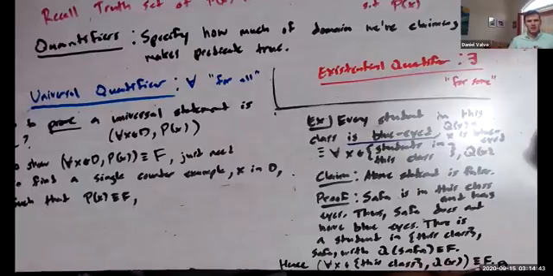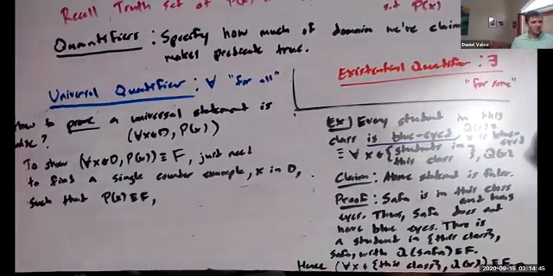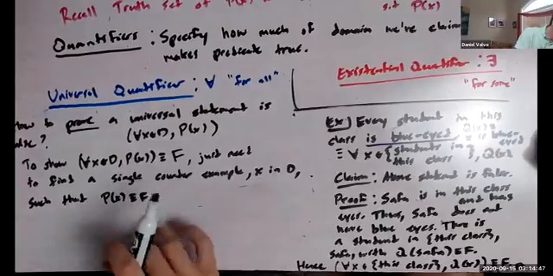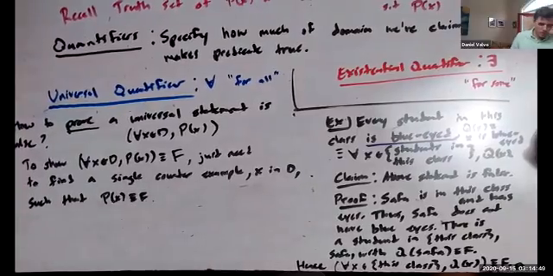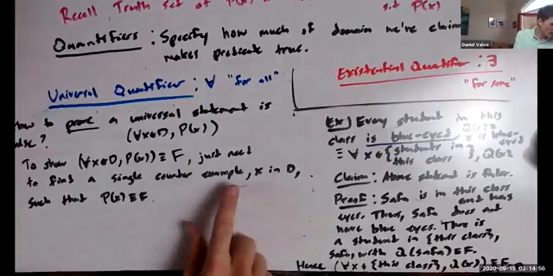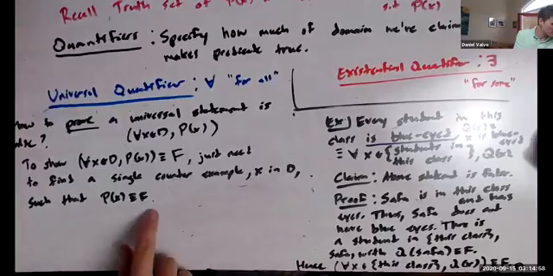So let's go over here. Let's think about this. To show that the universal statement is false, we just need to find a counterexample, right? A counterexample x in D such that P of x is false.